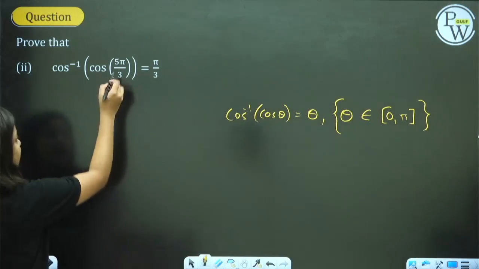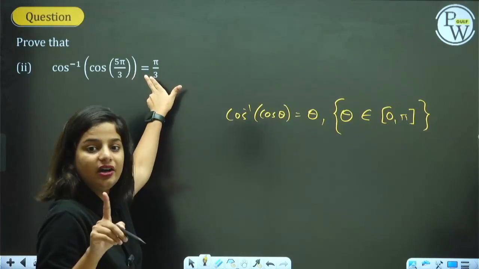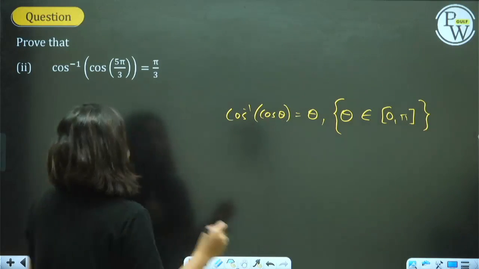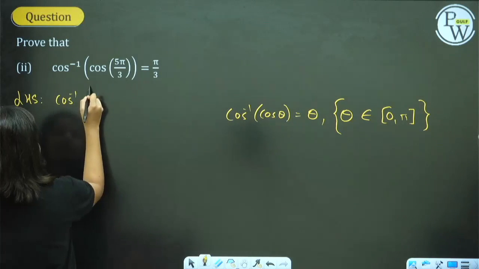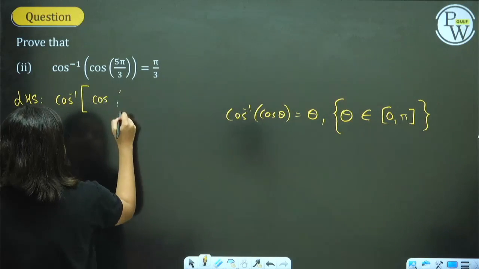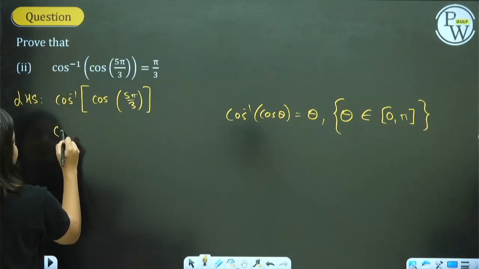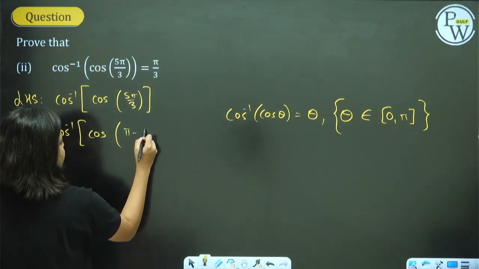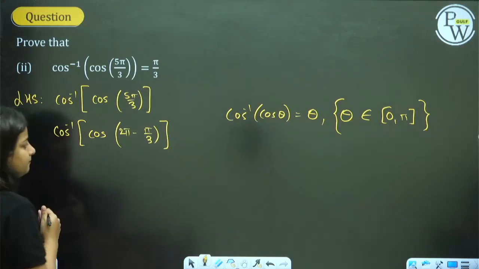This value should belong to 0 to 180. Right now it's 300. 300 is not within the PVB. What to do? Come here. LHS. Cos inverse of cos 5 pi by 3. Alright. Cos inverse of cos 5 pi by 3. Can I write it as 2 pi minus pi by 3?